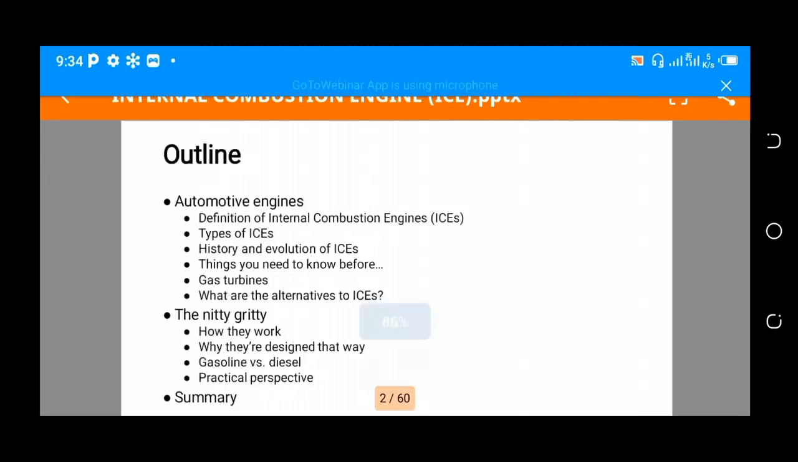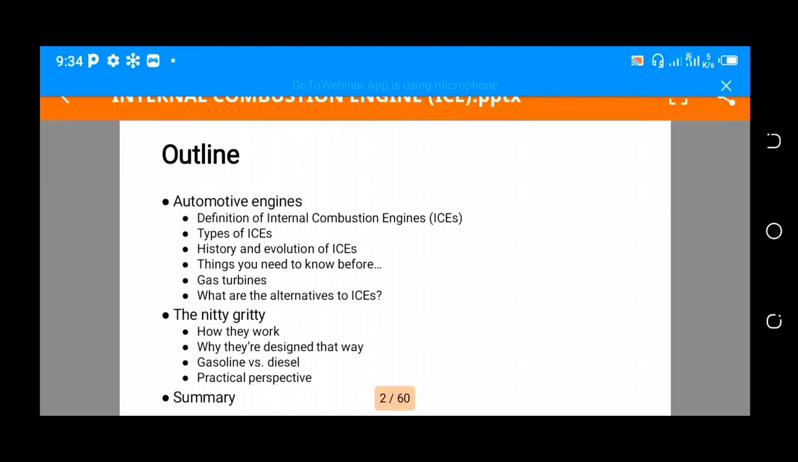From the slide, you see what they call the automotive engines. Under that column, you have the definition of the internal combustion engine, or the ICEs. Then we talk about the types of ICEs, the history and evolution of ICEs, gas turbines, and then the alternatives to the ICEs. That simply means, without the ICEs, what would have been the other alternatives, in case there is a malfunction of the internal combustion engine, the ICEs.